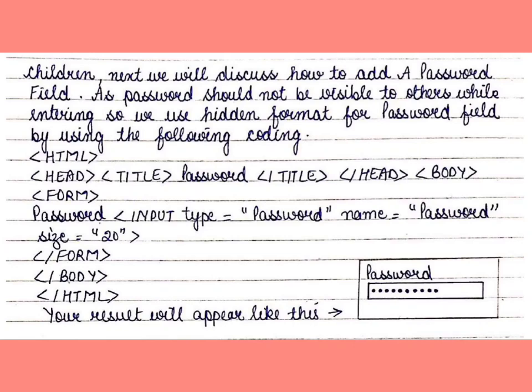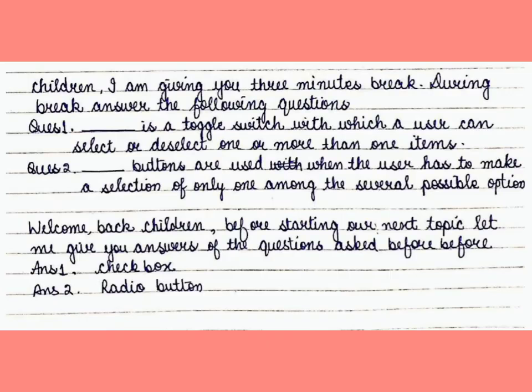Students, type is equal to password indicates that password is the interface element. Name is equal to password. This is the name of the password field. And size is equal to 20. This specifies the width of the password field.